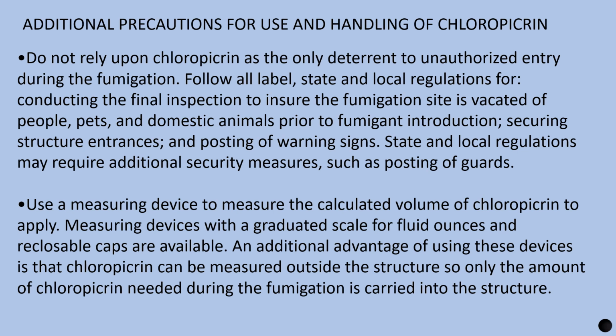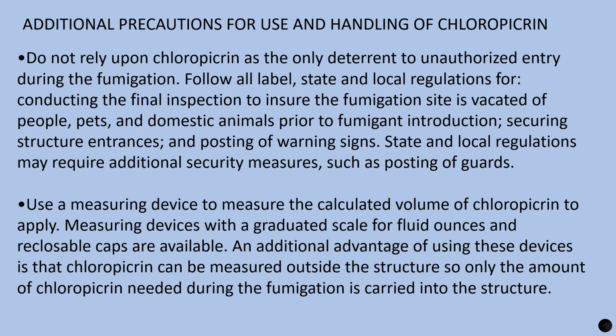Do not rely upon chloropicrin as the only deterrent to unauthorized entry during the fumigation. Follow all label, state, and local regulations for conducting the final inspection to ensure the fumigation site is vacated of people, pets, and domestic animals prior to fumigant introduction, securing structure entrances, and posting of warning signs. State and local regulations may require additional security measures, such as posting of guards.